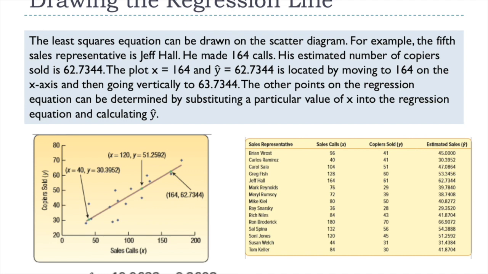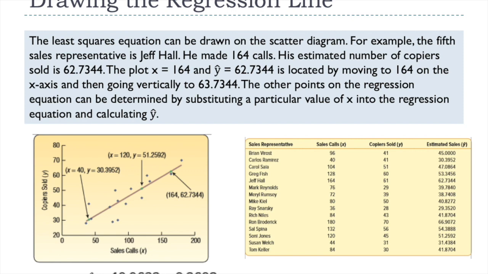We can also draw out the regression lines on a scatter diagram. This was talking about if we had a fifth guy named Jeff and he made 164 calls, then his estimated number of copiers is 62.7. And so we would draw that point here, 164 for x and 62.7344 for our y.